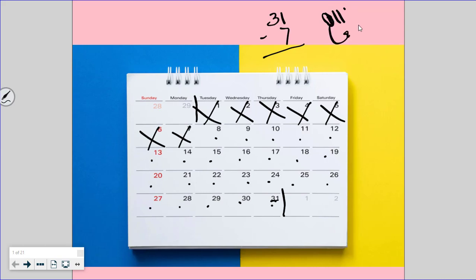Regroup it into ones. 1, 2, 3, 4, 5, 6, 7, 8, 9, 10. Now we can take away 7, so all those are going away. So we have 1, 2, 3 left, and then 1 there, so 4 ones, and then tens I have 1, 2 tens, so 24. So the same answer, right? So that means she practiced 24 days. Emma practiced 24 days.